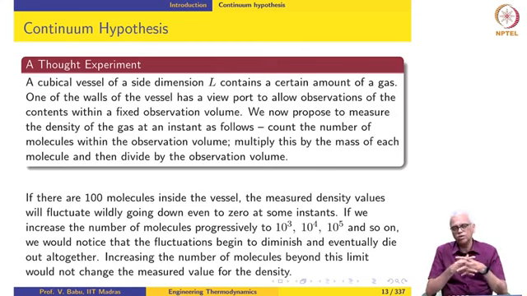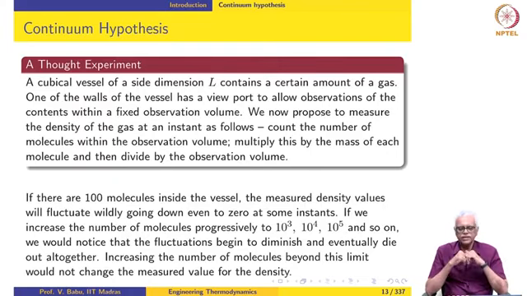We may not have any molecule at all inside our observation volume at some instance when we look, and at some other instance we may have 5 molecules, 6, 10 and so on and so forth. So, the density value that we calculate will vary wildly, from 0 to some value which keeps changing with time. So, we do not know the value of density unambiguously.